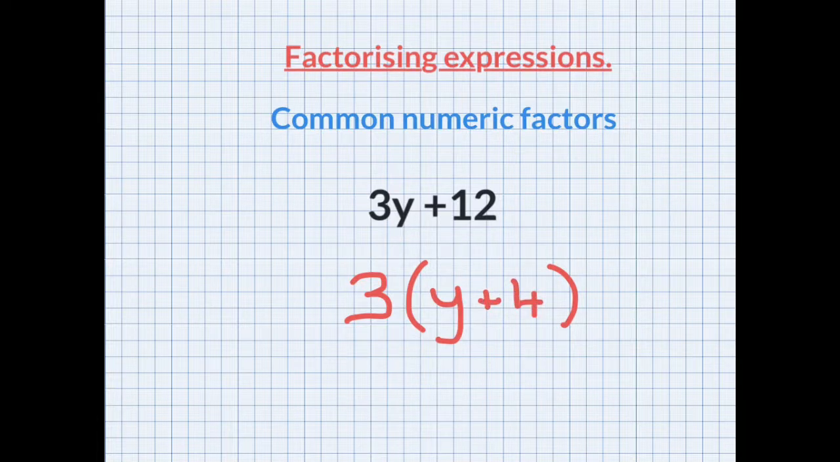Okay, so that's the first one, factorised. Factorising is putting it back into brackets. If you want to check at this point and multiply out the brackets, so 3 times y gives you 3y, 3 times 4 gives you 12. Alright, and you should get back to where we started. Okay, let's have a look at another one.